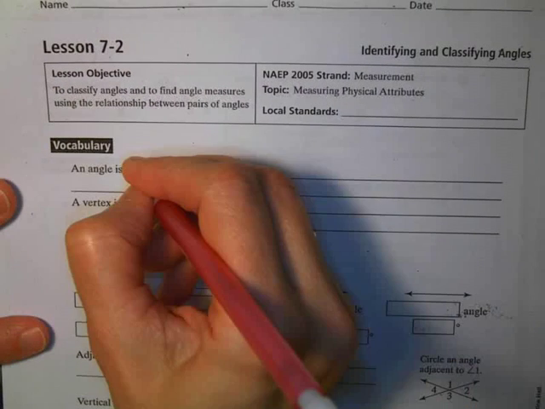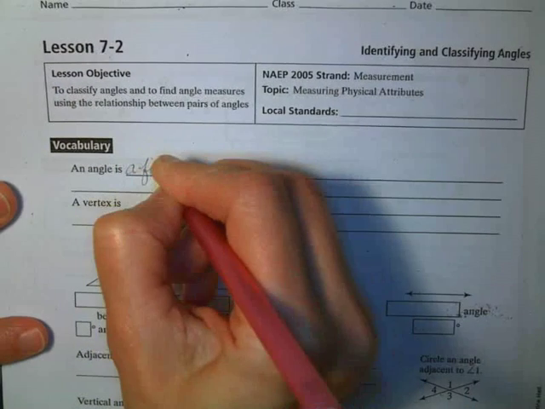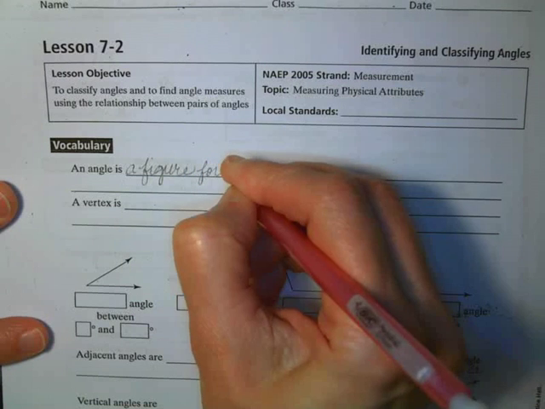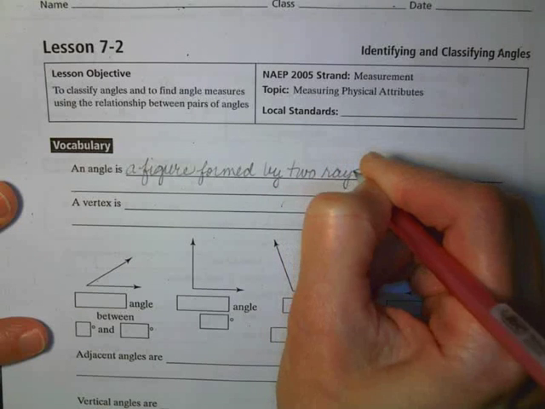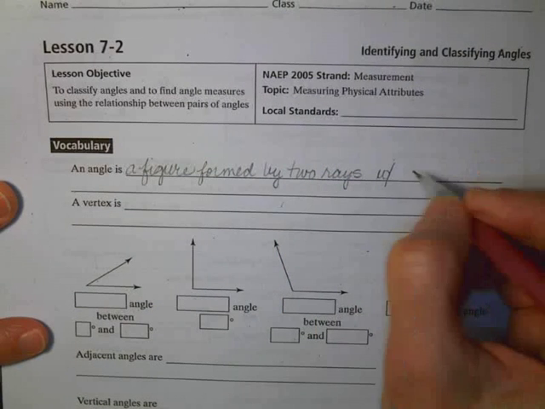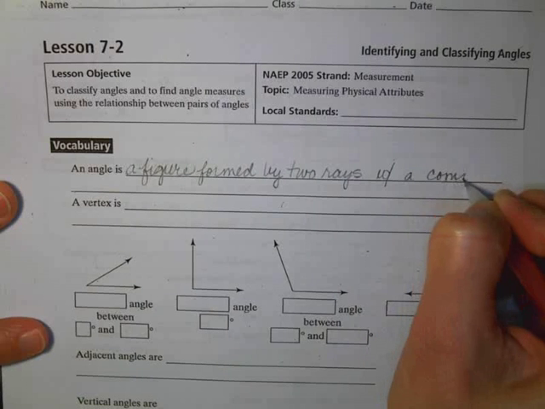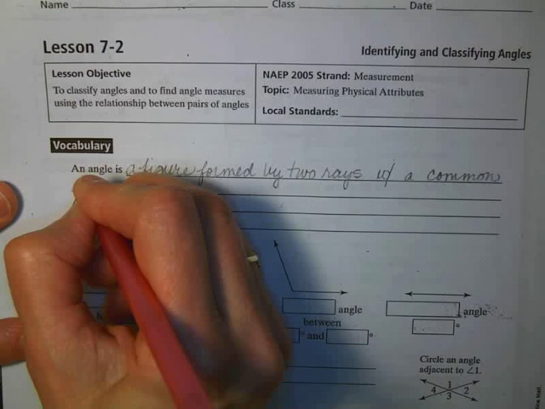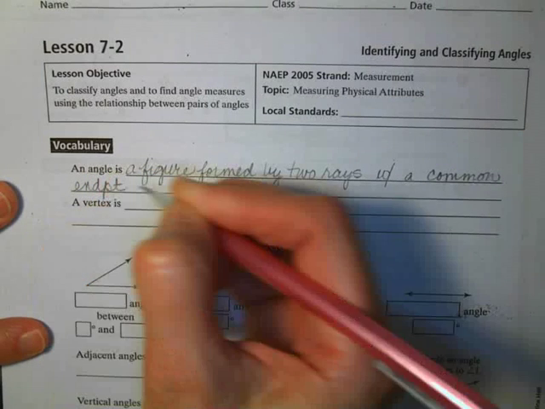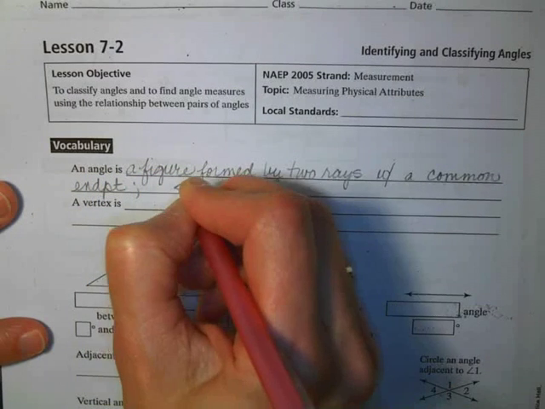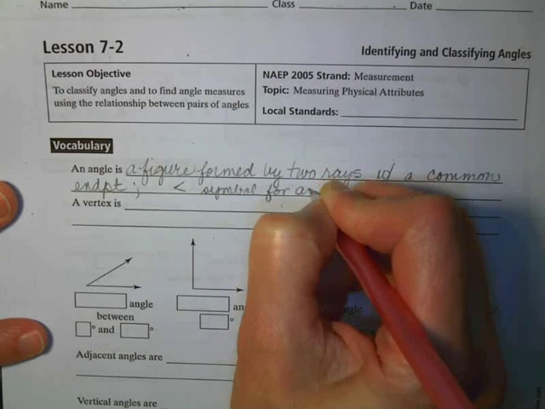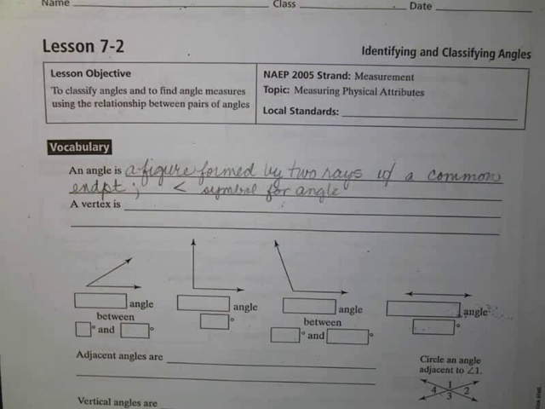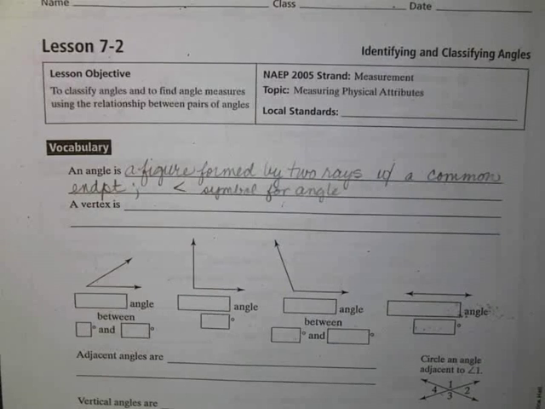Okay, so an angle is defined as a figure formed by two rays with a common endpoint. Okay, this is the symbol for angle. It looks sort of like a generic, almost like a less than sign. Okay, no arrows, nothing like that.